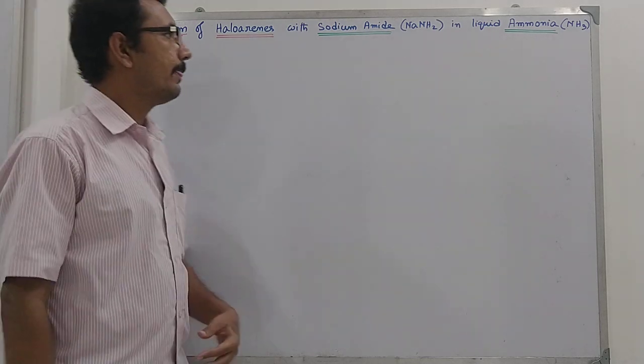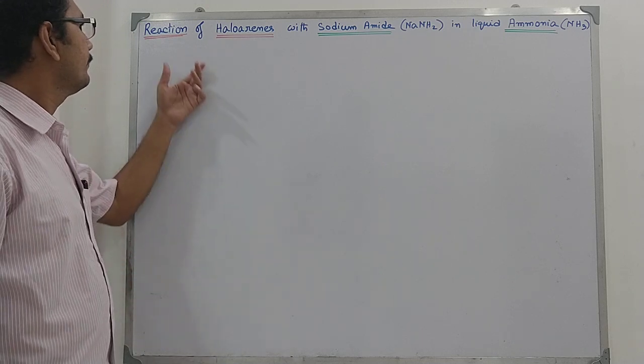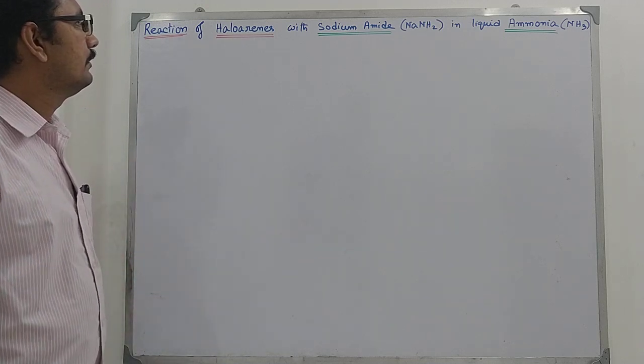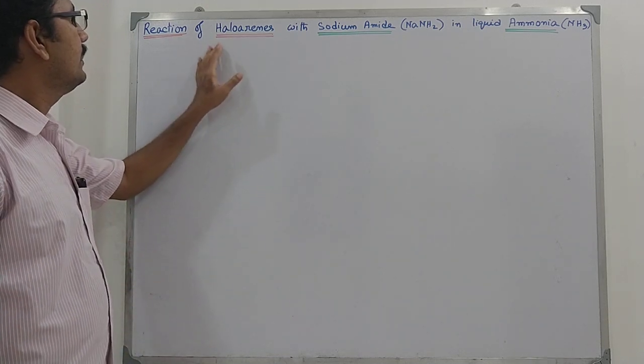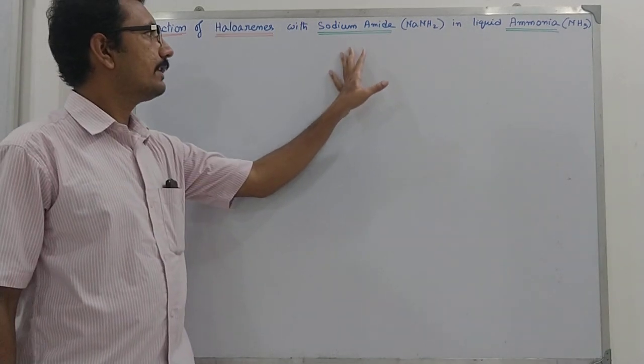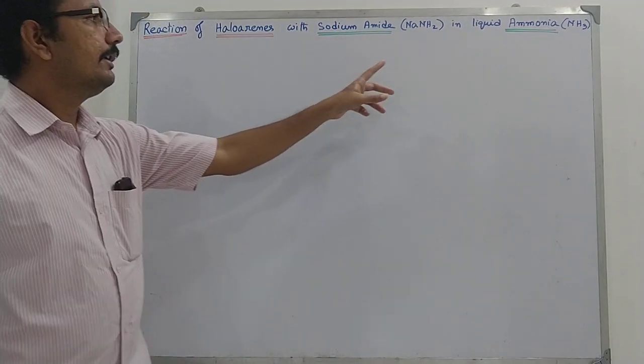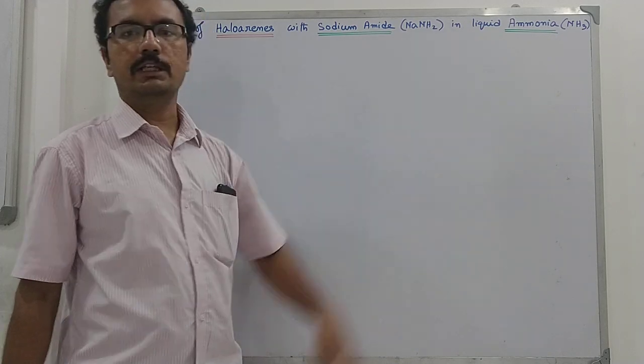Now in this lecture, I will show you what happens when haloarenes are allowed to react with sodium amide in presence of the solvent liquid ammonia.